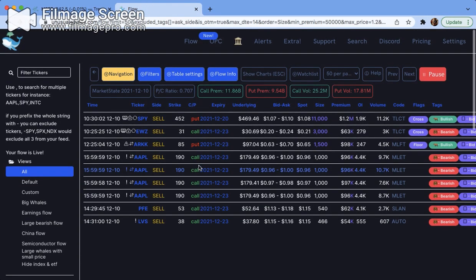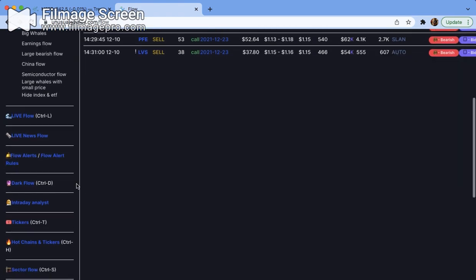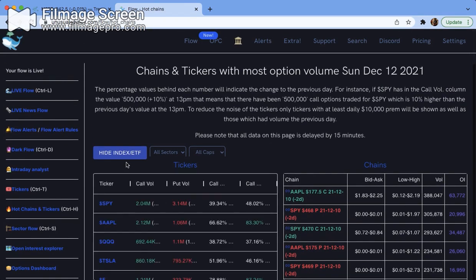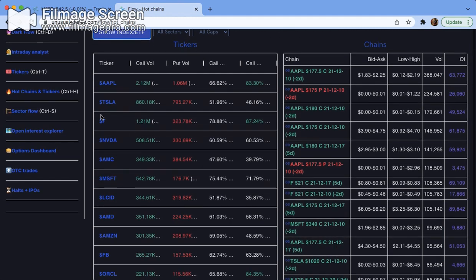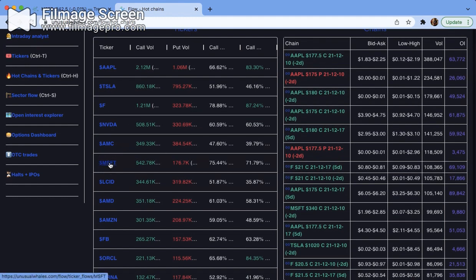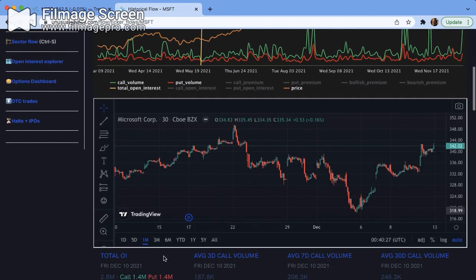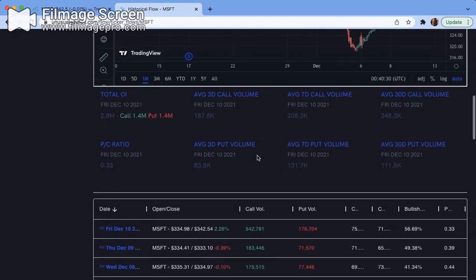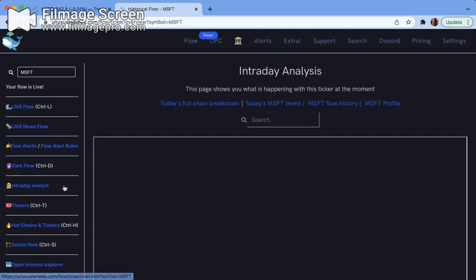So first thing, I'm gonna head over to Unusual Whales. This will be the thing that comes up first, flow. I have a couple of filters on, so they're a little different. But the first thing, this is the first way I use it. I go to hot chains and tickers, hide that real quick, and then I'm gonna look at these. And then one that really stuck out to me is Microsoft. This is actually on my watch list, over 343.5. But I'm gonna go over here, and then I'm gonna go down to Intraday Analyst on this tab.